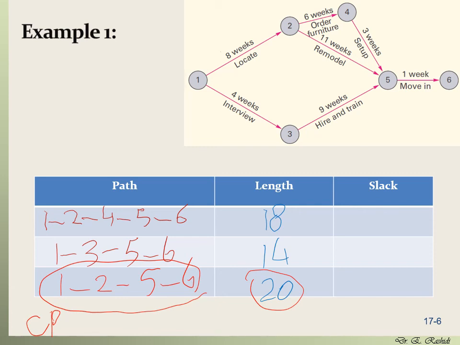Right, now that we know this, let's find the slack. The slack is the length of each path subtracted from the length of the critical path. So for the critical path, it is 0. For the slack for this path, 1 to 3, 3 to 5, 5 to 6, it is 14 out of 20, which is 6. And for the first path, 1 to 2, 2 to 4, 4 to 5, 5 to 6, that's 18 out of 20, which is 2. So the slack is 2.